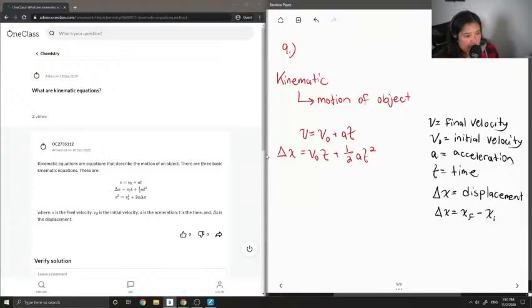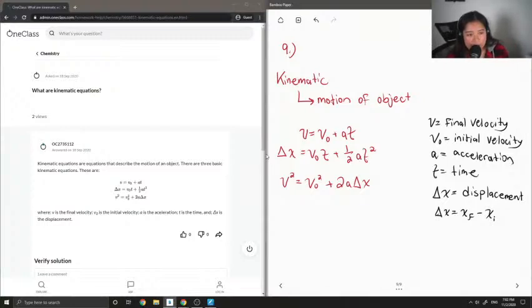And the last kinematic equation is v squared is equal to v naught squared plus 2a delta x. So depending on what they give you in a question, you can use any one of these three equations to try and solve for your unknown.